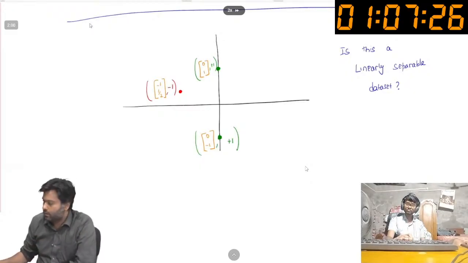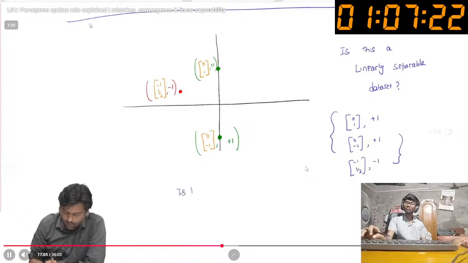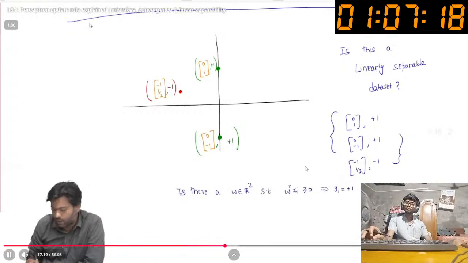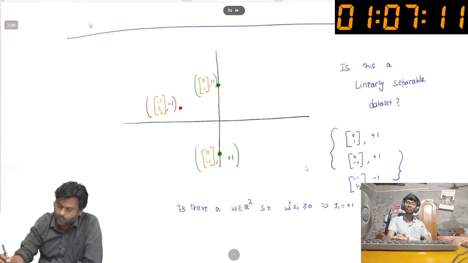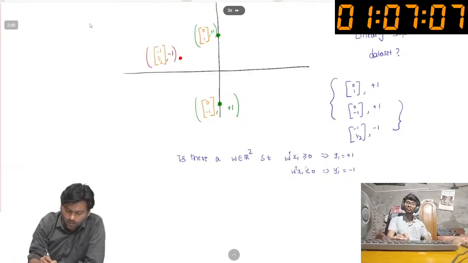I'll tell you the answer now. So just to make sure, this is our data set. Is there a W such that W transpose Xi is greater than or equal to 0 for all Yi which is plus 1, and W transpose Xi is less than 0 for all Yi which is minus 1? Well, in fact, the answer to this question is yes, there is a W. That W is any W that is pointing along the positive x-axis.